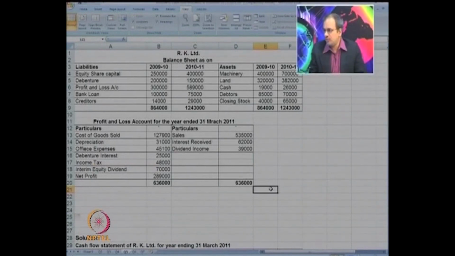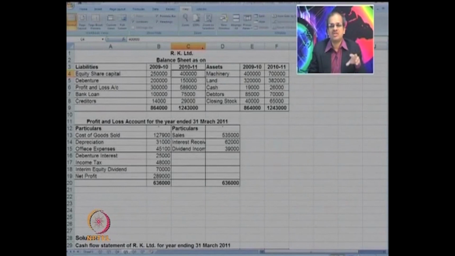I think most of you are getting it right. First what we do is we look at the changes in the balance sheet. Considering the changes in the balance sheet, we try to mark them as O, I or F, and based on that marking, we will go ahead in making the cash flow statement.